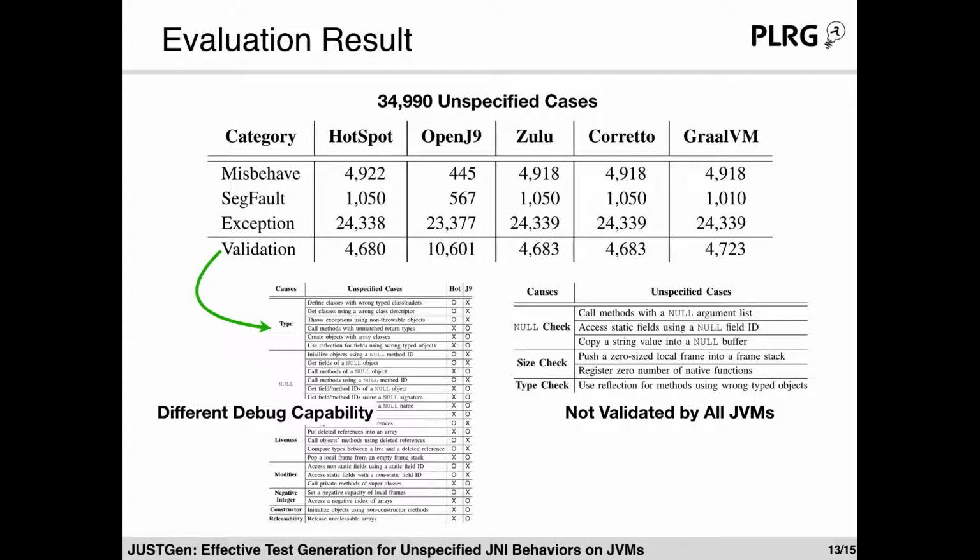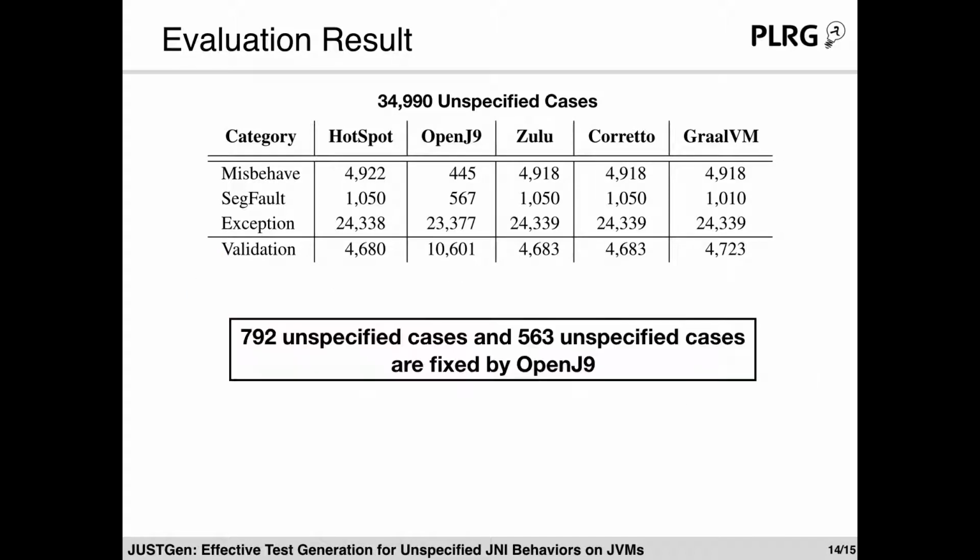But there was no perfect one. As you can see from the table on the lower left, there are cases where HotSpot validates but OpenJNI does not. And the table on the lower right shows the unspecified cases where all 5 JVMs could not validate. So when validating JNI programs, it is recommended to utilize debug capabilities from multiple JVMs, which will cover more misuse cases of JNI functions. We reported 792 cases and 563 cases are currently fixed by OpenJNI.